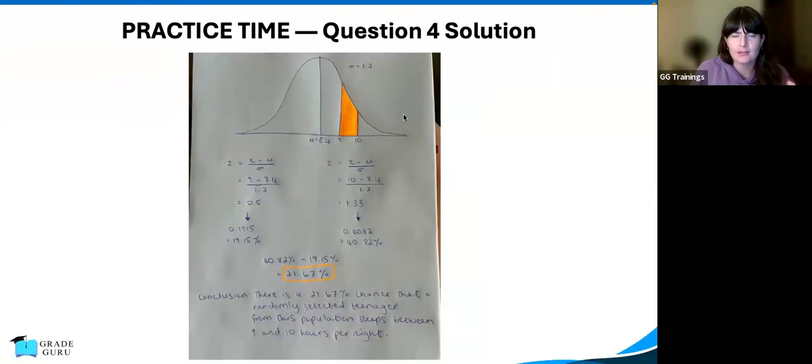Okay, this is what your drawing should have looked like. Again, it's a subtraction question. You've got your two Z transformation formulas, your two Z values, and your two percentages, large one minus the small percentage. Your final one should be 21.67%. So there is a 21.67% chance that a randomly selected teenager from this population sleeps between 9 and 10 hours per night. Give me a thumbs up if all this went really well.